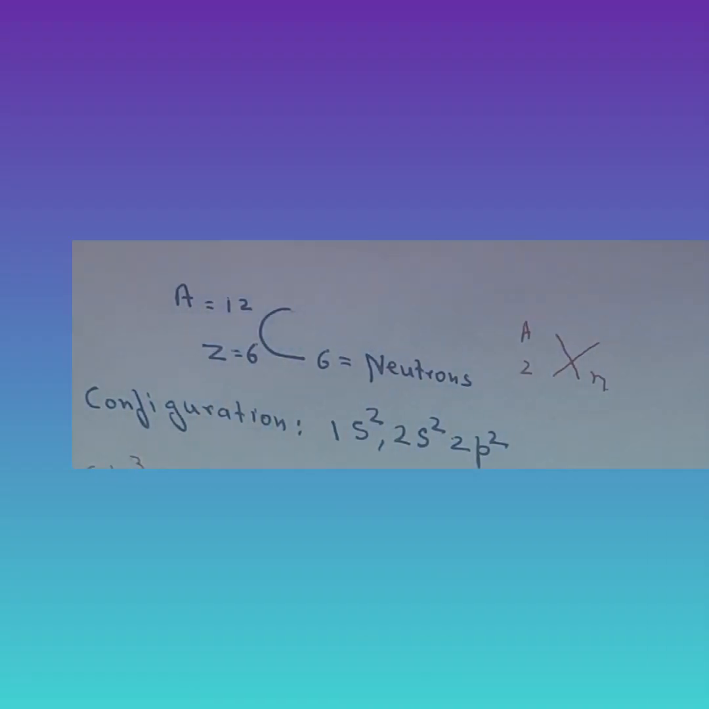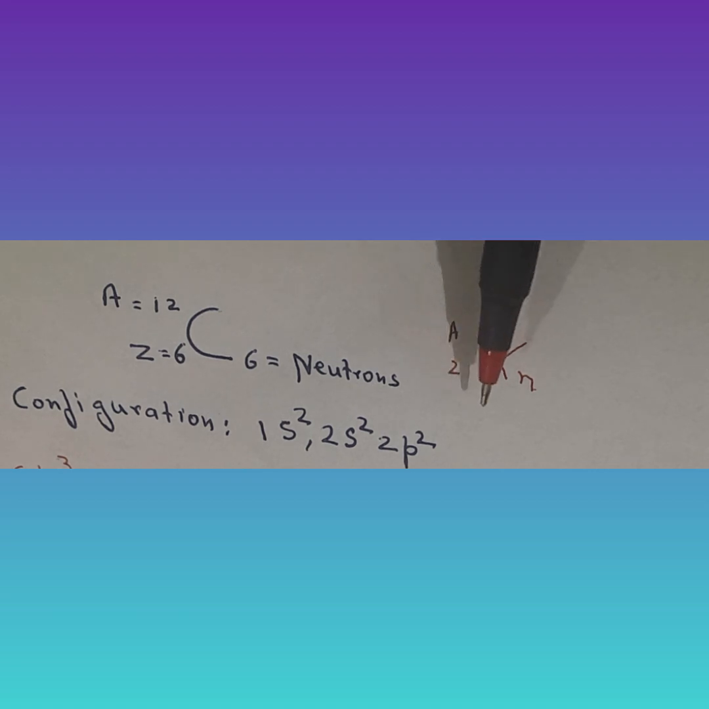Let us understand a bit about elements. How are they referred to in general? Now suppose X is an element. You have A over here, Z over here and N over here. A is the atomic weight, Z is the proton number and N is the neutron number. So these places are assigned for weight, atomic number and neutron number.